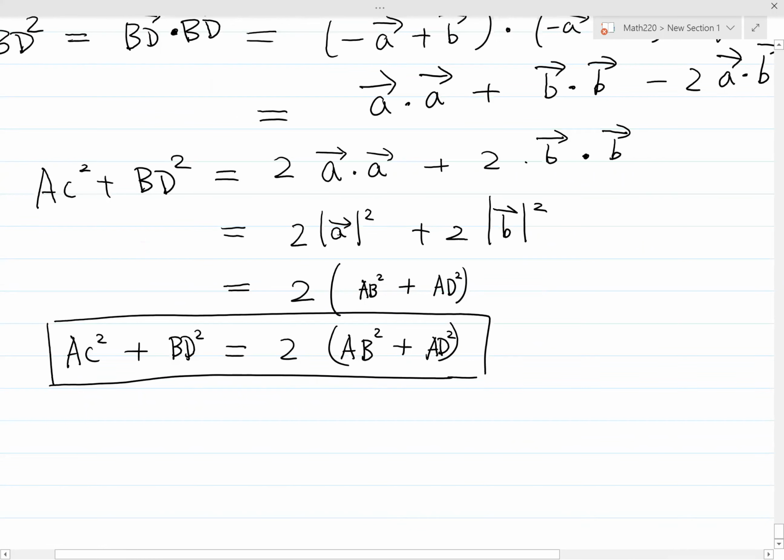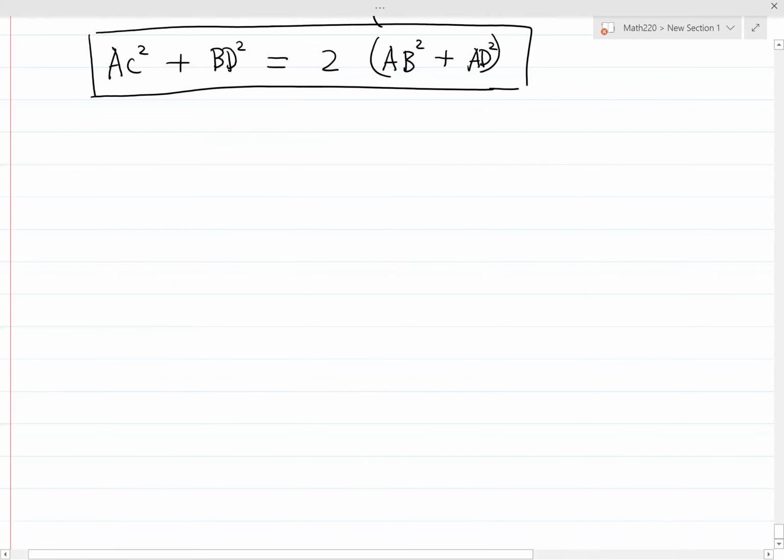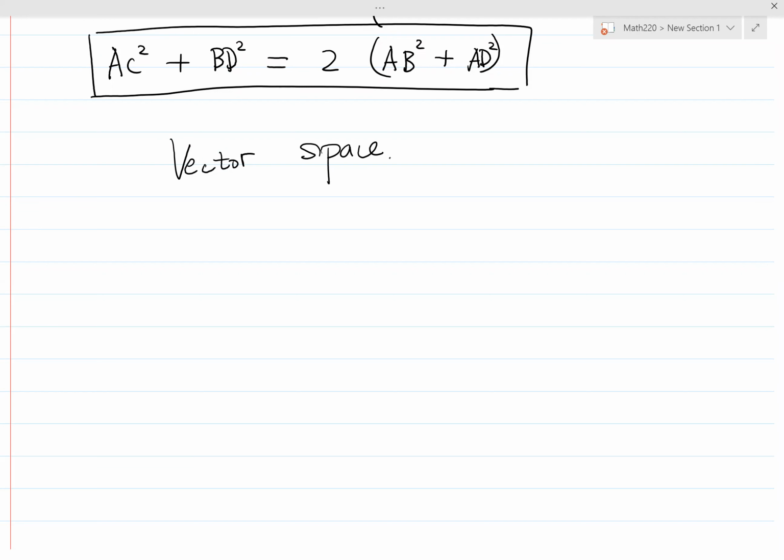Now let's go to the next topic. Vector space. Now we define vectors, what a vector is.